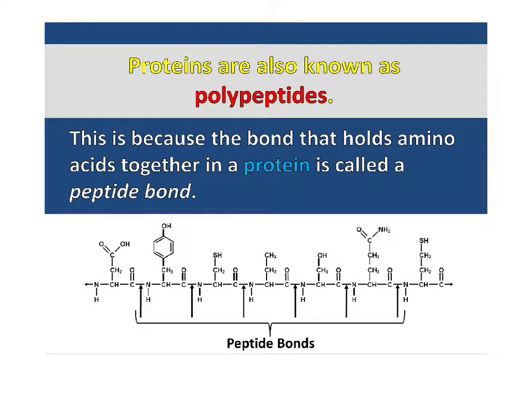Proteins are also known as polypeptides. Look at your notes. What is another name for proteins? The answer is polypeptides. Poly means many, and peptide is the peptide bonds that are in between the amino acids. So another name for proteins is polypeptides. There's the peptide bonds right there. There's one, there's one, there's one, and so on.